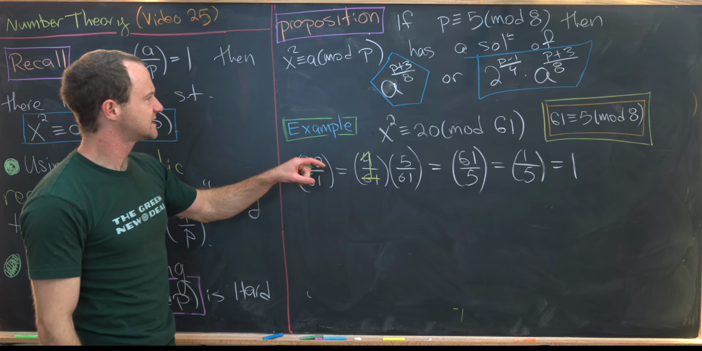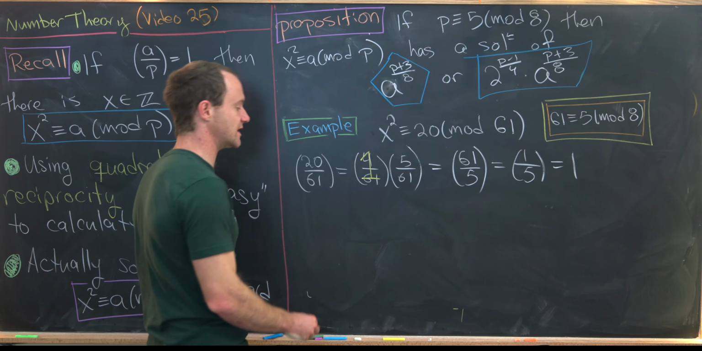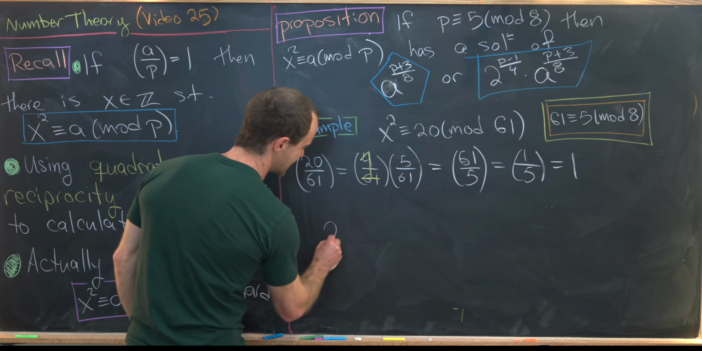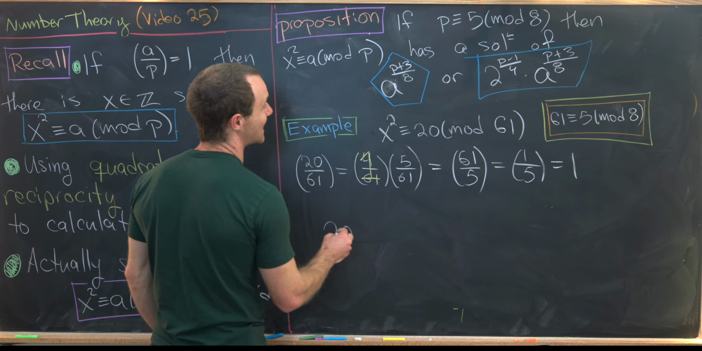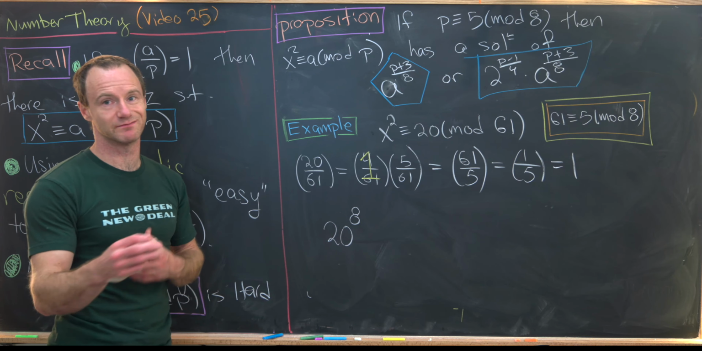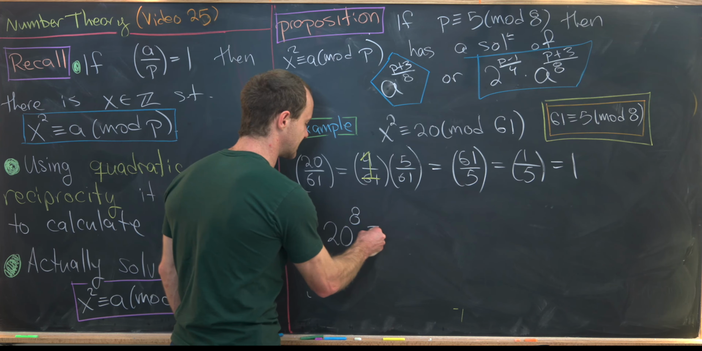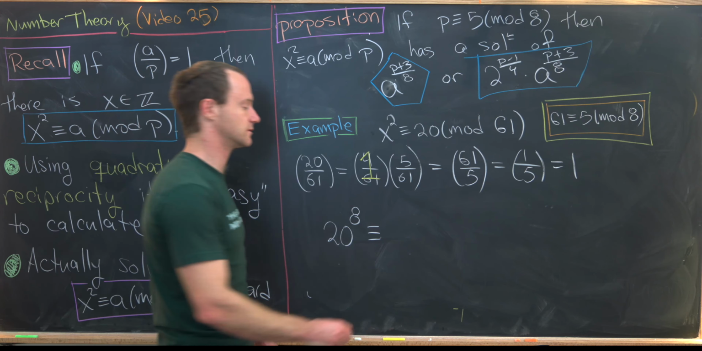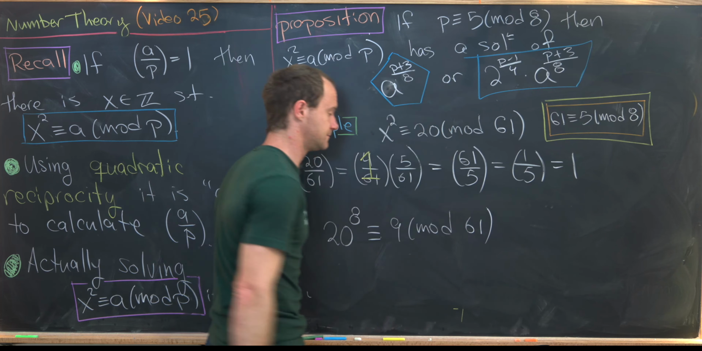Okay. So let's see what we have to do. We need to calculate a to the (p plus 3) over 8. So here a is 20, and then p plus 3 is 64, divided by 8 is 8. So we've reduced lots of things like this, mod all sorts of different numbers throughout this course. So I'm not going to do the details here. I'll just tell you that this is congruent to 9 modulo 61.